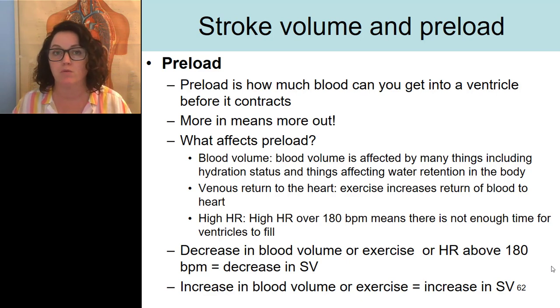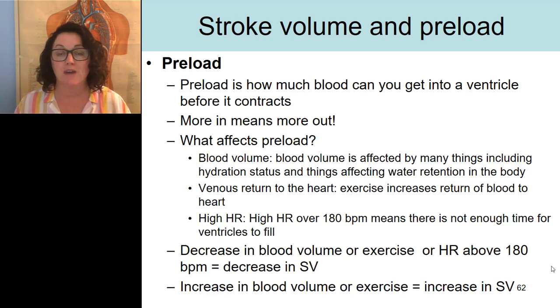So what affects preload? Ultimately, preload is affected by blood volume, venous return to the heart, and super high heart rates. So blood volume plays a role with preload because the more blood volume you have, the more you'll be able to get into that ventricle, right? So a lot of things can affect your blood volume, like hydration status. If you're dehydrated, your blood volume will go down, which means your preload goes down and your stroke volume goes down. Things that affect water retention in the body will also affect preload.